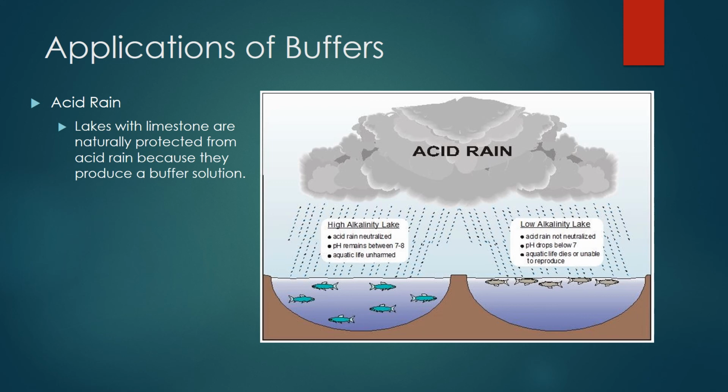However, if it's granite, like the Canadian Shield lakes in Canada, that doesn't have the same buffering effect. And so the fish population will be much more affected by acid rain in that region.